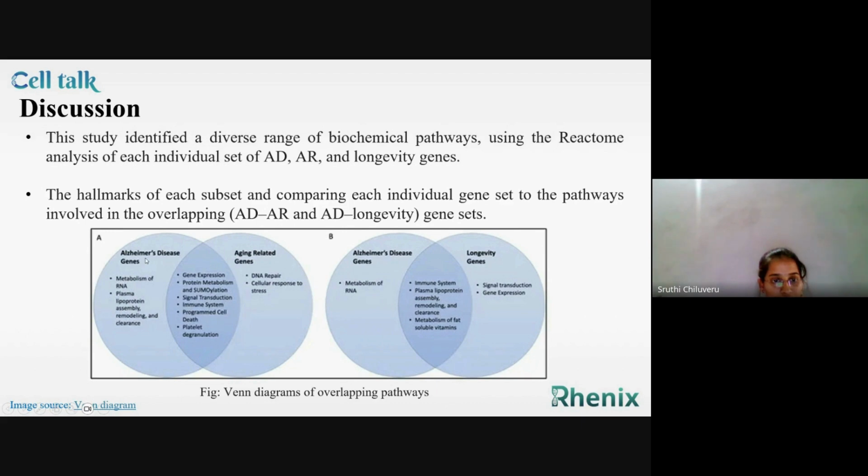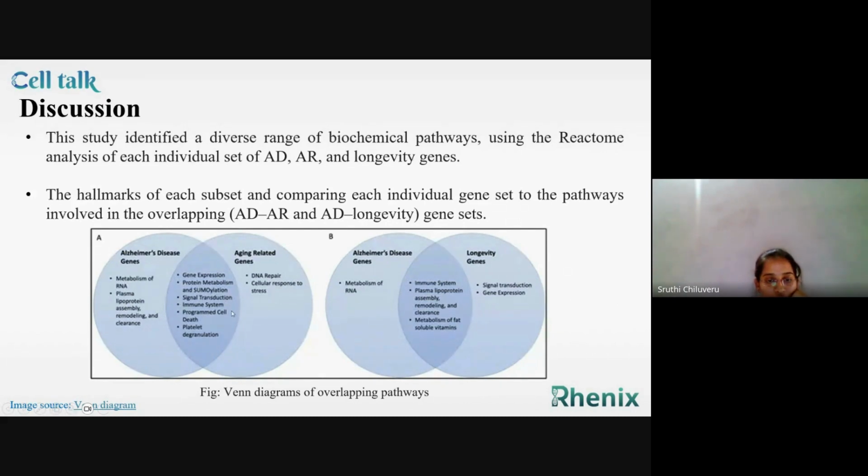When it comes to Alzheimer's disease genes, they perform the metabolism of RNA, plasma lipoprotein assembly, remodeling, and clearance. And also age-related genes, which include DNA repair and cellular response to stress. And here it is the same as this part. And also longevity genes include signal transduction and also gene expression.